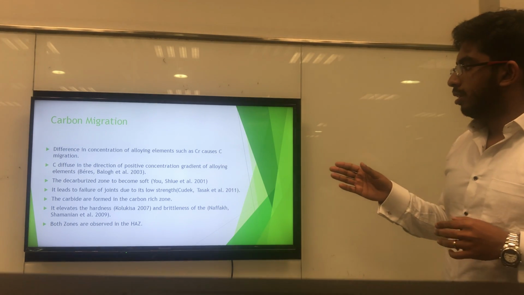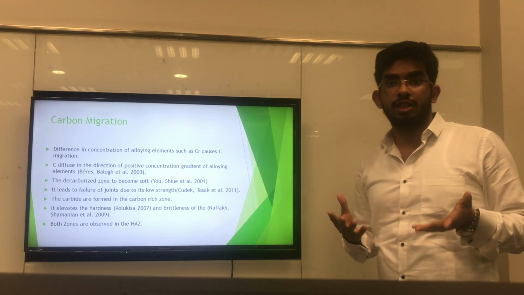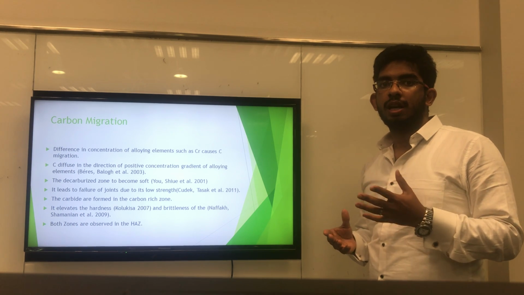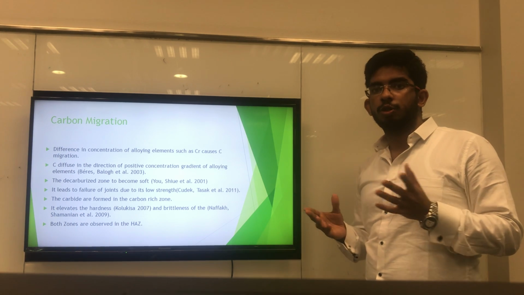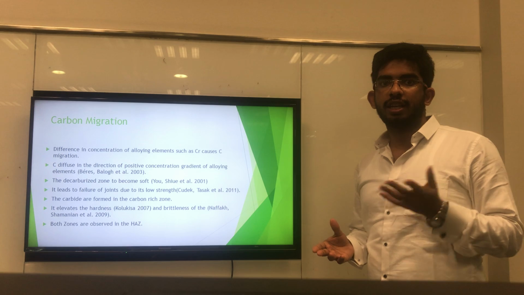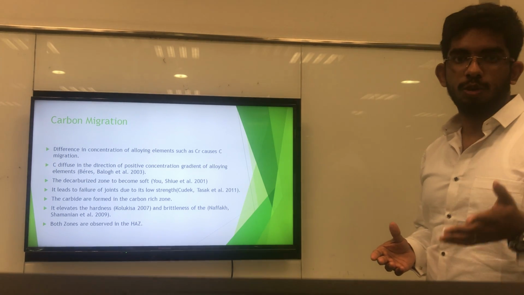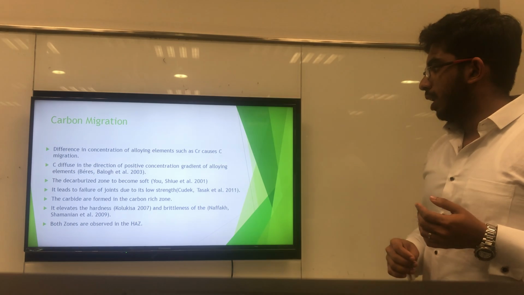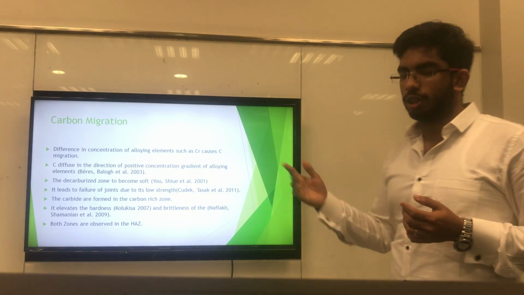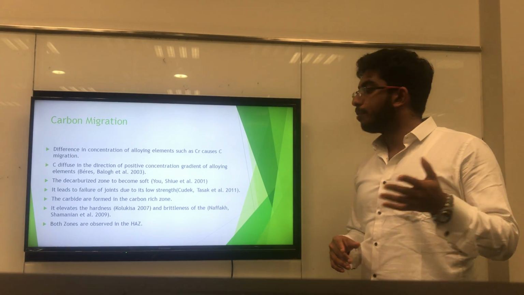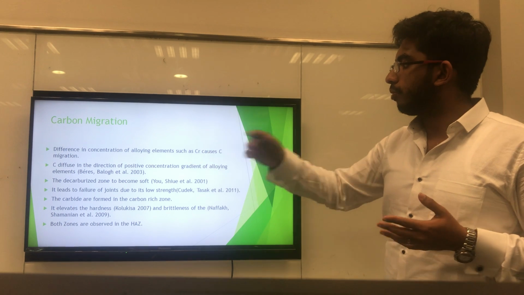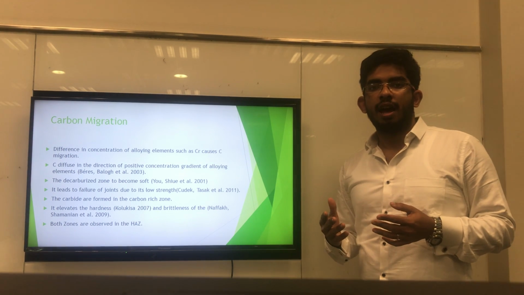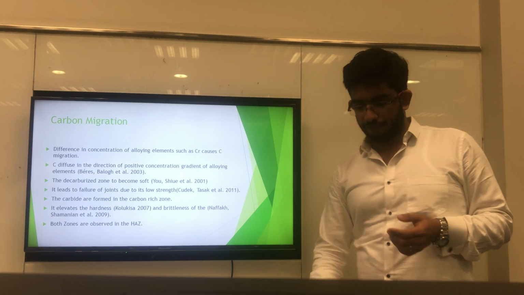Carbon migration. Due to the difference in concentration of alloy elements such as chromium, the carbon diffuses from the high carbon concentration to the low carbon concentration. It creates a decarburized zone. A decarburized zone is soft and it can fail due to its low strength, whereas the carbon-rich zone, developed due to the formation of carbides, has increased hardness as well as being brittle.